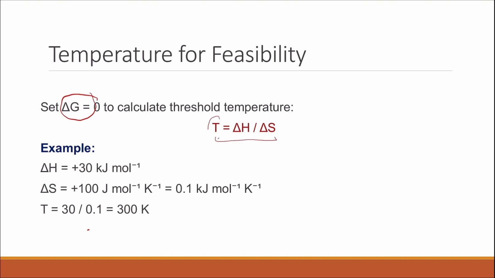You're going to find that T, the temperature in Kelvin, will equal delta H, the enthalpy change, over the entropy change. For example, if you have a reaction where the enthalpy change is plus 30 kilojoules per mole, so this is endothermic, and the delta S is plus 100 joules per mole per Kelvin, which when we divide by 1,000 is 0.1 kilojoules per mole per Kelvin, then the temperature will be 30 divided by 0.1.